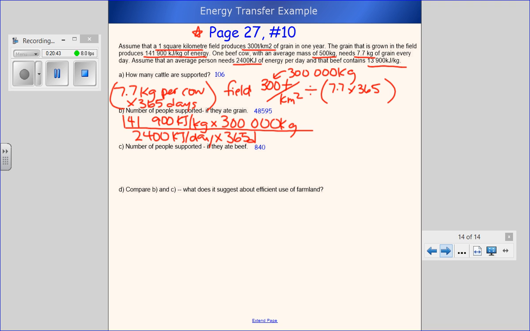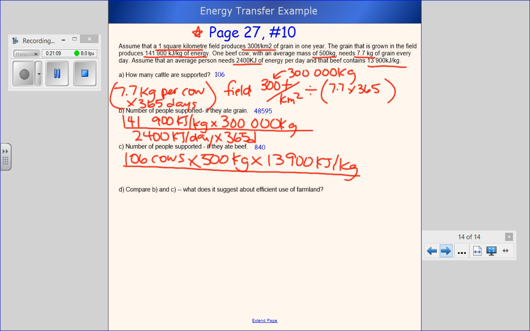Now, how many people could survive if they ate only beef? And we're assuming only beef here, not beef and a bunch of grain as well, but only beef. We decided there were 106 cows. We know that each cow weighs 500 kilograms. We know that beef contains 13,900 kilojoules per kilogram. So we'll multiply that together and then divide it by the number of kilojoules a person needs times the number of days in a year. That's how we got 840. So again, the details of the calculation are not the most crucial part.